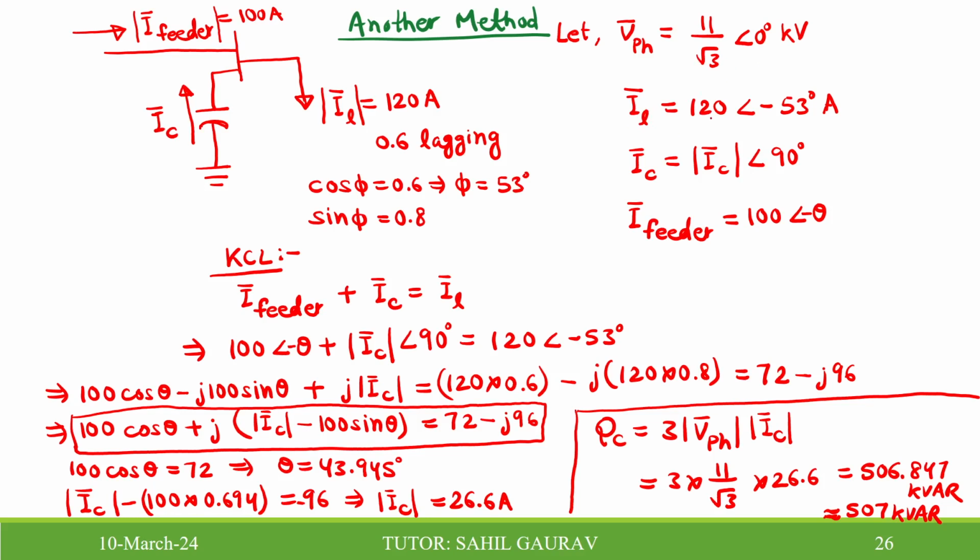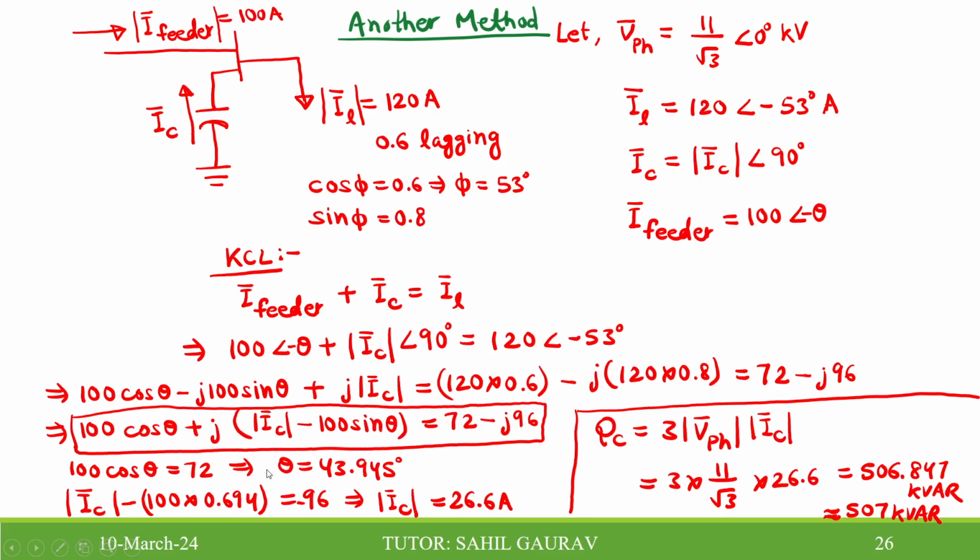So IL will become 120 at the angle of minus 53 because it is of lagging nature, and this capacitor current is always in quadrature with the voltage. And this is leading in nature, so you can write IC magnitude at the angle of 90 degree, and let us assume I feeder as 100 at the angle of minus theta. So this we have assumed. Now just apply KCL: I feeder plus IC is equal to IL. You can solve and just equate the real and imaginary parts.